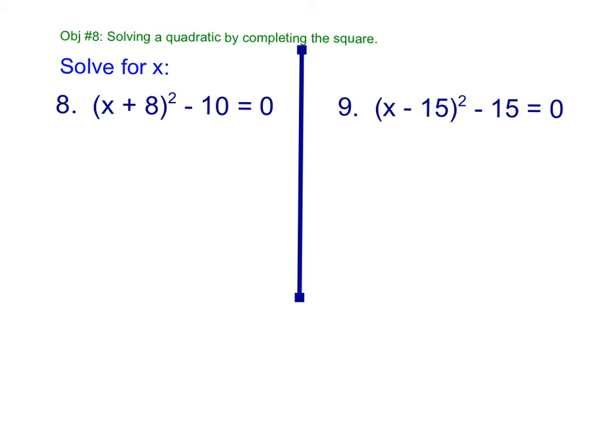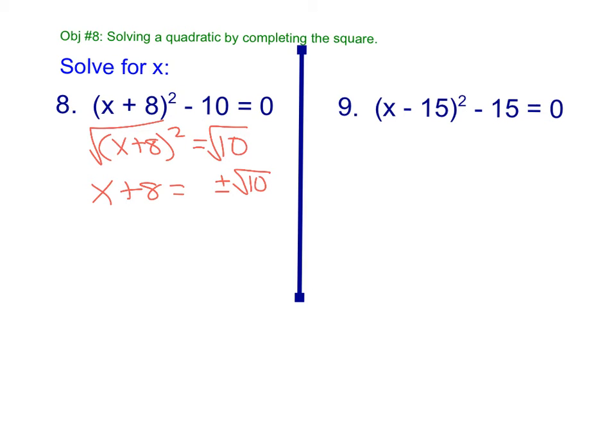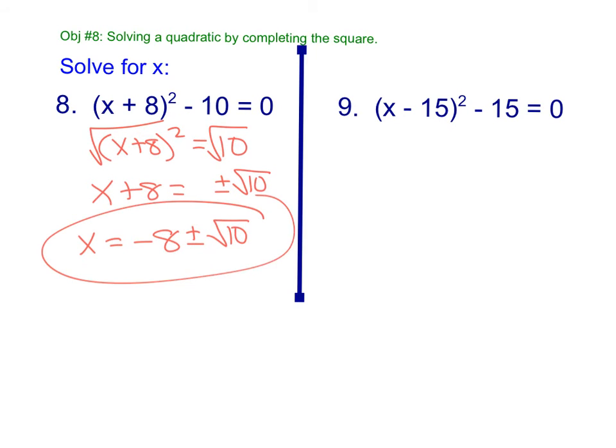All right, so I'm going to do this one with you. I'll do 8. You guys are going to do 9. All right, so same idea. But here, notice what's going to happen. I move that 10 to the other side. Square root of both sides. Do we know the square root of 10? We do not. So here's what we're going to do. X plus 8 equals plus or minus root 10. Subtract 8 on both sides. Negative 8 plus or minus root 10. And that's your answer. We're done.